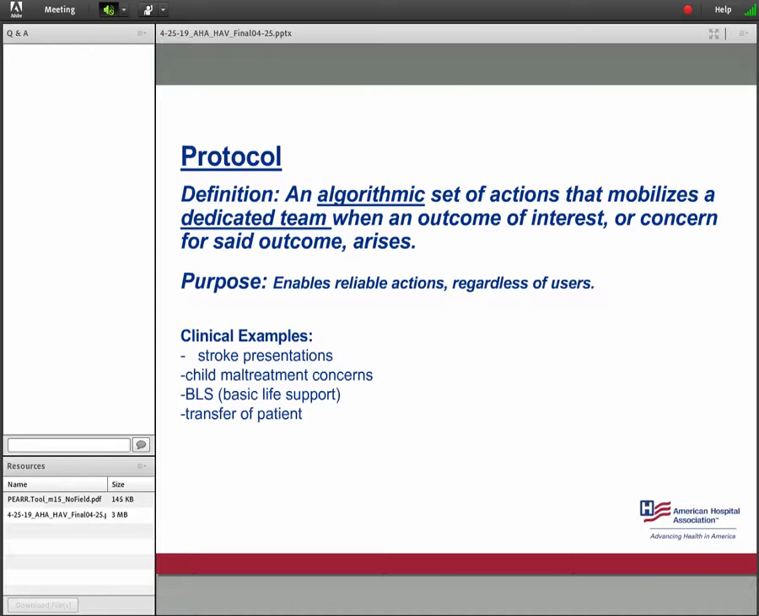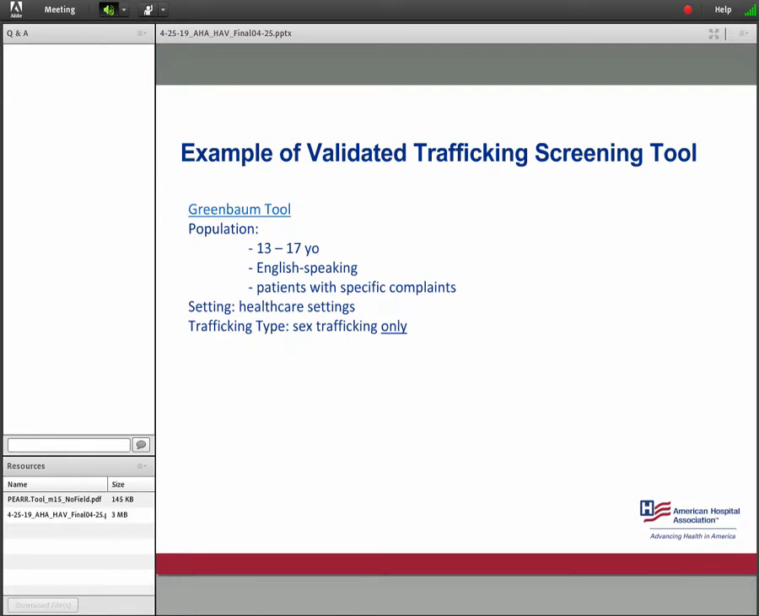You recognize that the first thing you do is decide, do I think this person needs to be transferred, and to where? And then what are the steps that you go through to get that person transferred?